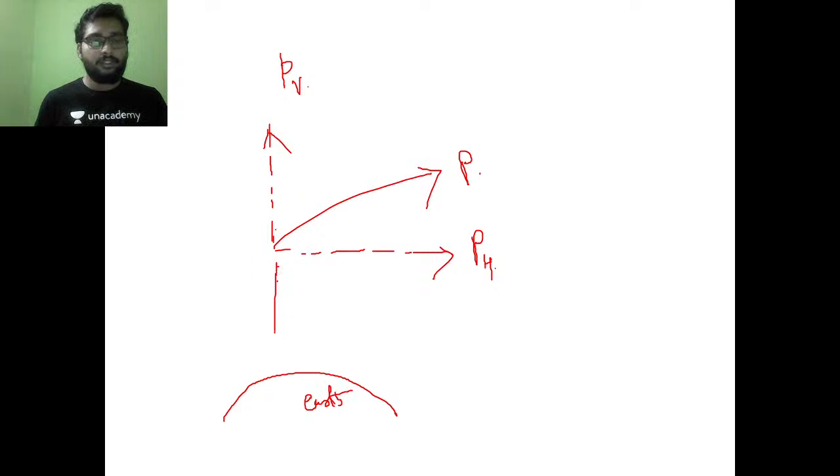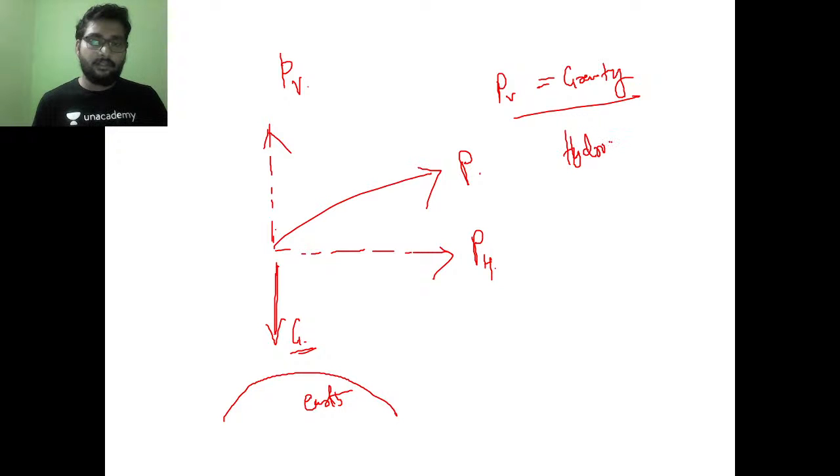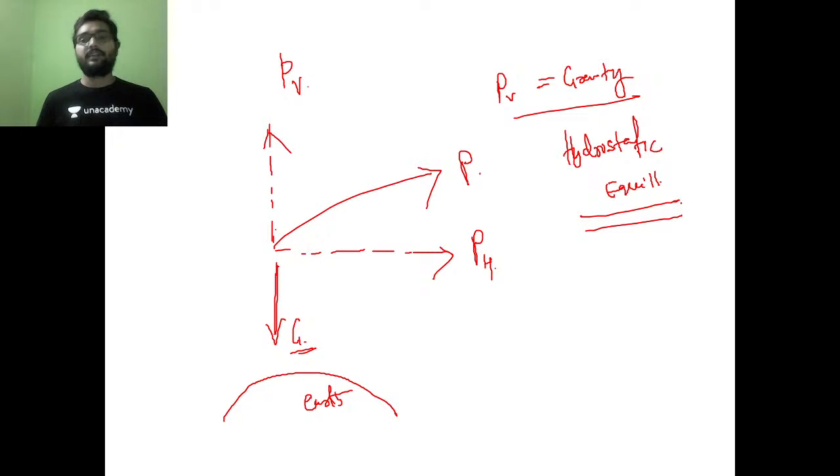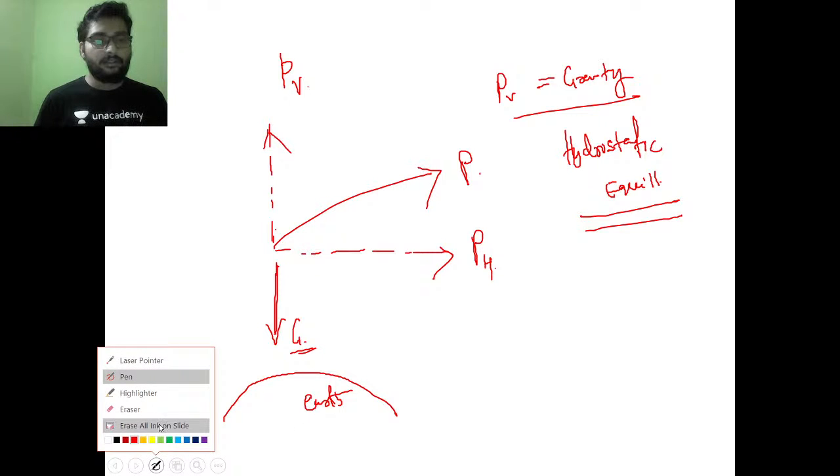So when the value of the pressure gradient force's vertical component will be equal to the gravitational force G of the earth, an equilibrium is created, and that equilibrium is known as hydrostatic equilibrium. So PV and G will cancel out with each other.